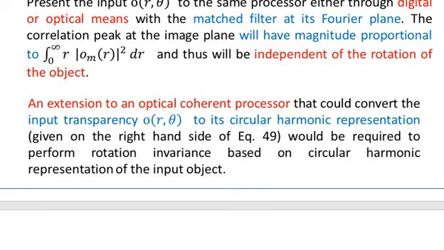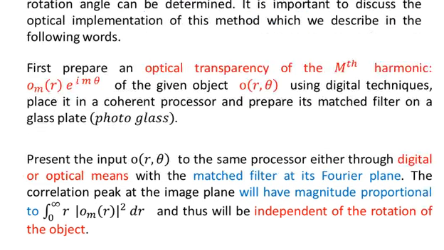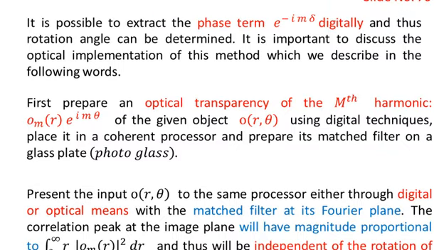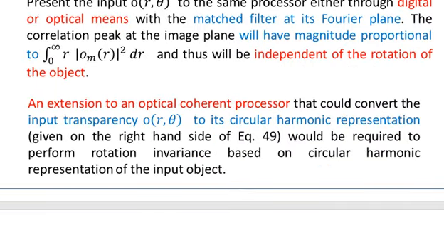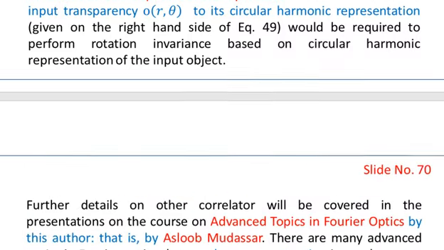So for that we need an extension to the optical coherent processor, so that we can do the implementation that we have mentioned here. That is, first prepare an optical transparency of the mth harmonic of the given object. For that we need an extension to an optical processor that could perform this task. So an extension to an optical system would be required to perform rotation invariance based on circular harmonic representation of the input object.